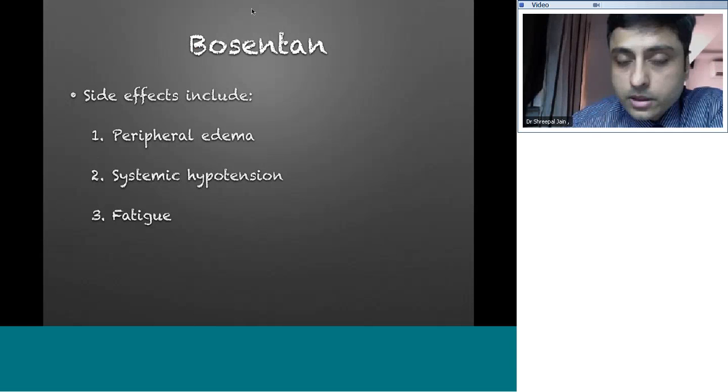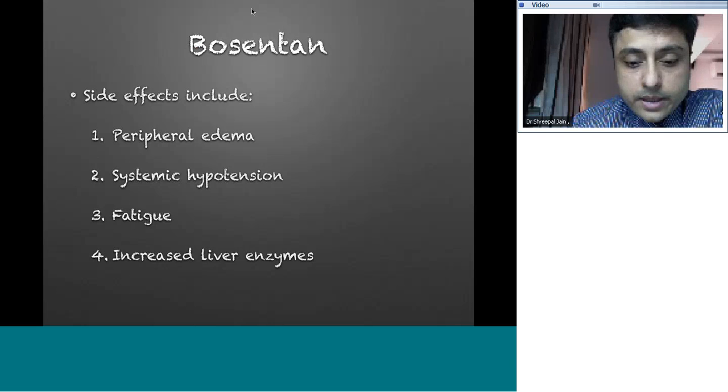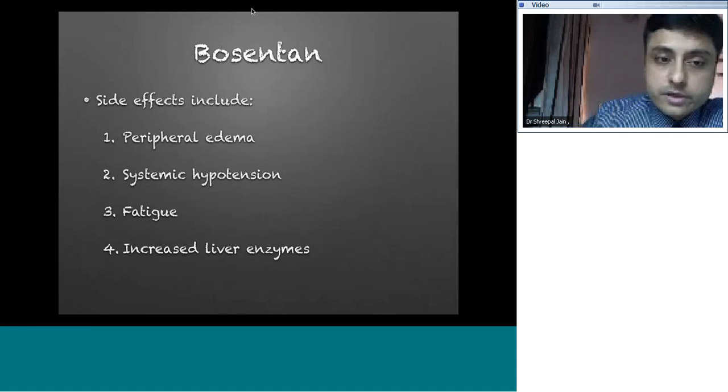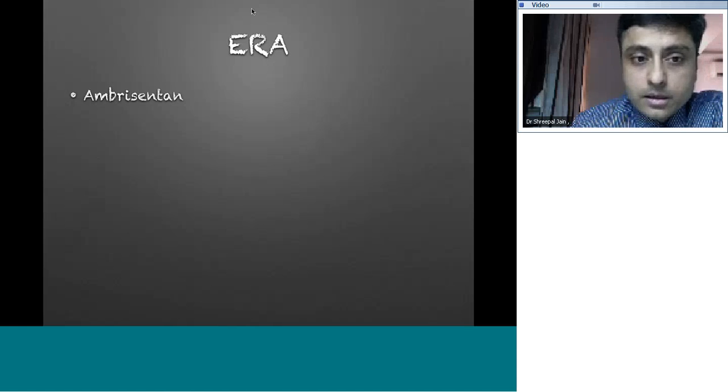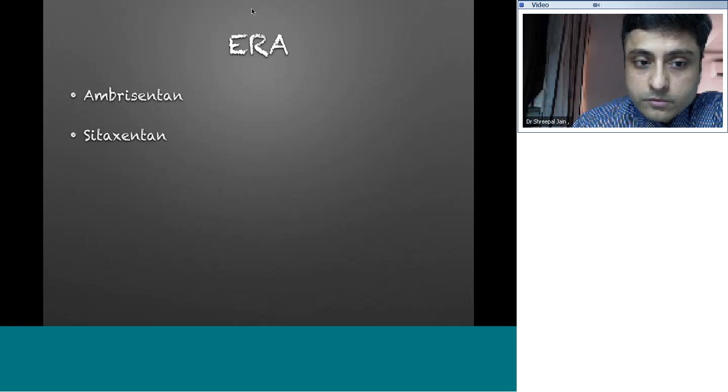Other endothelin receptor antagonists include ambrisentan, which is specifically an endothelin A receptor blocker, as a result of which it also produces vasodilatation and has anti-proliferative action. And ambrisentan does not produce much elevation of liver enzymes as compared to bosentan. Then you have sitaxentan and macitentan.